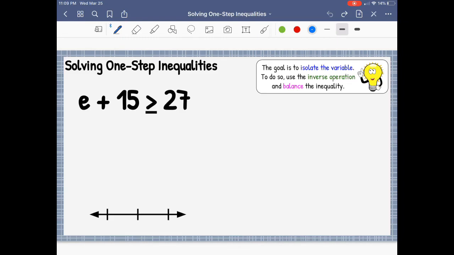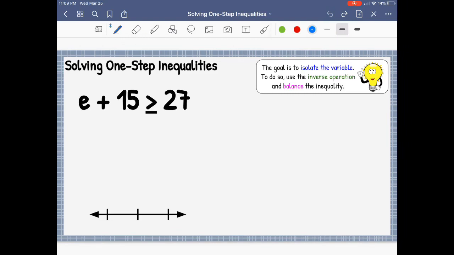Today we're going to go through solving one-step inequalities. Remember, the goal is to isolate the variable just like we did when we solved equations. To do so, we will use the inverse operation and balance the inequality. So let's look at number 1.